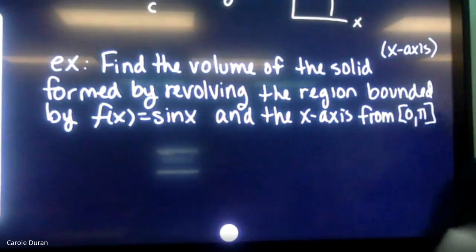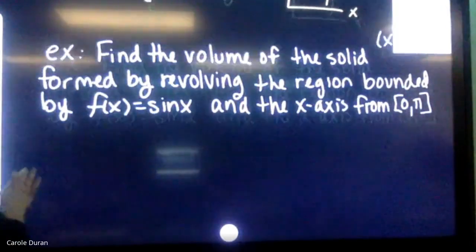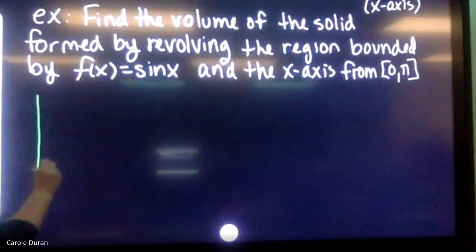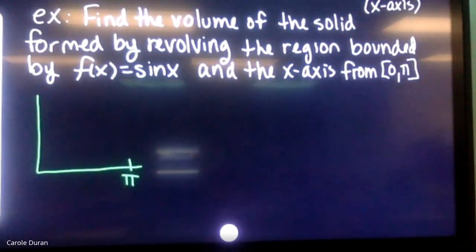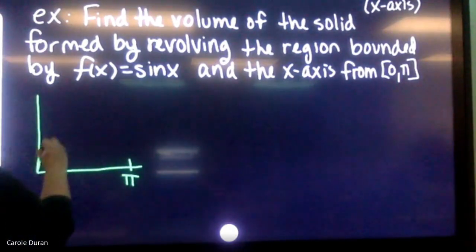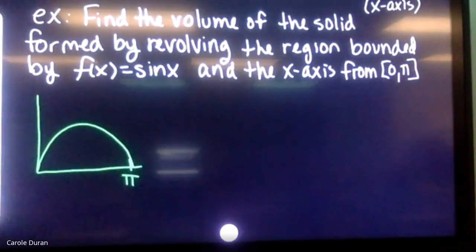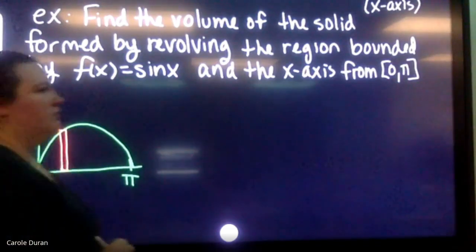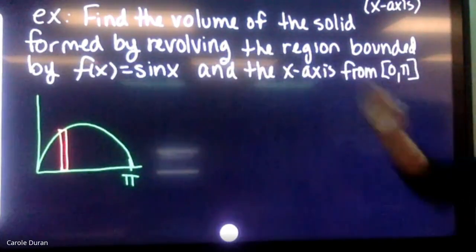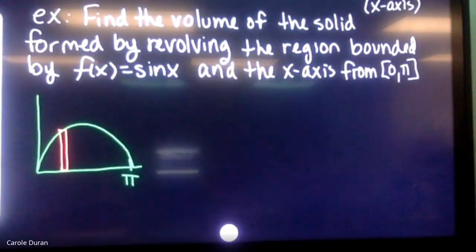Again, I personally think it looks worse than it actually is, but I'm a little biased. The first thing I always do is draw a picture. So from 0 to pi, I graph my function, sine of x, which looks like that. Since it's being revolved horizontally, my cross section is going to be vertical. So my cross section would be any vertical slice that I can take out of this shape.